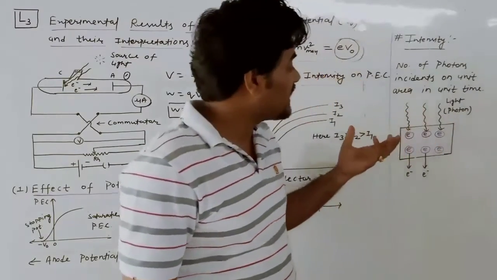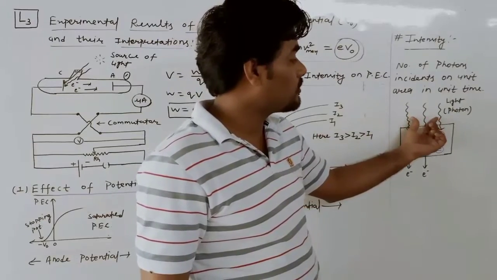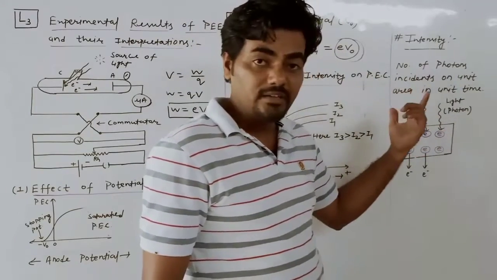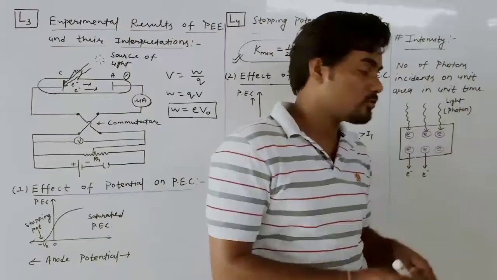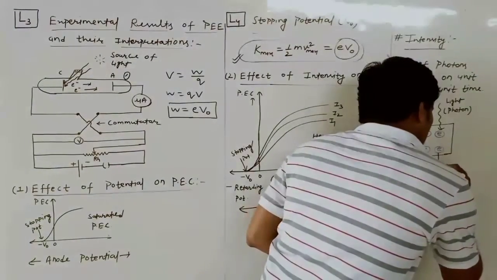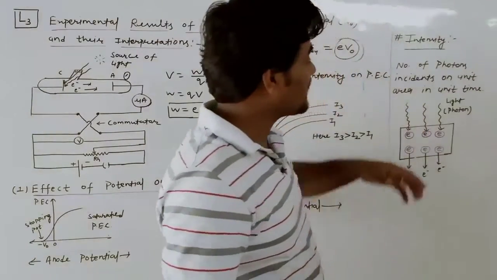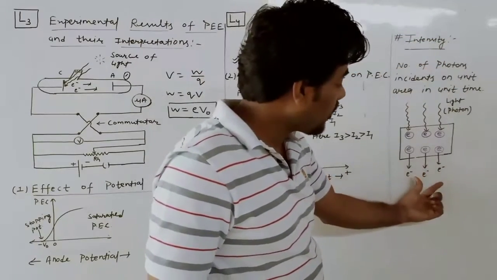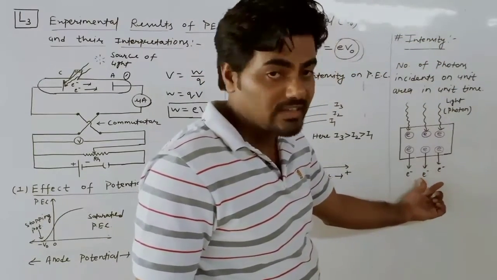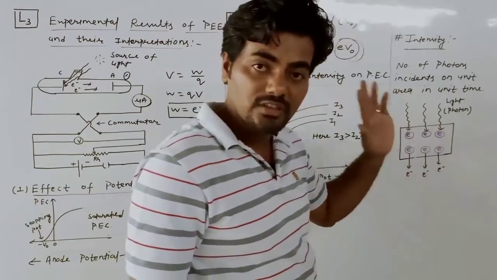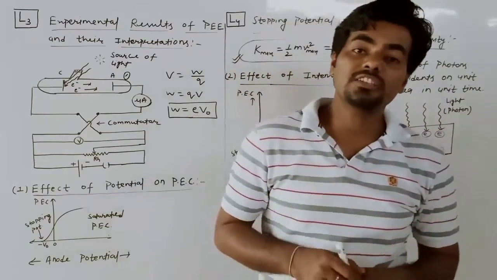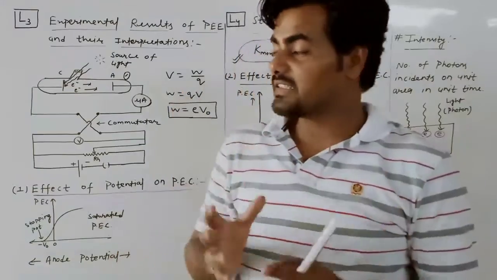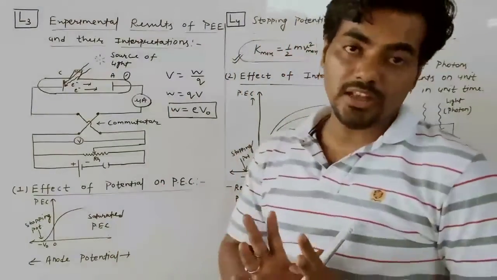Okay, so we can say that these three photons may emit a maximum of 3 electrons. So simply you can say that on increasing the intensity of the light, the number of emitted electrons increases. Okay, so this is the idea or the concept of the intensity of the light.